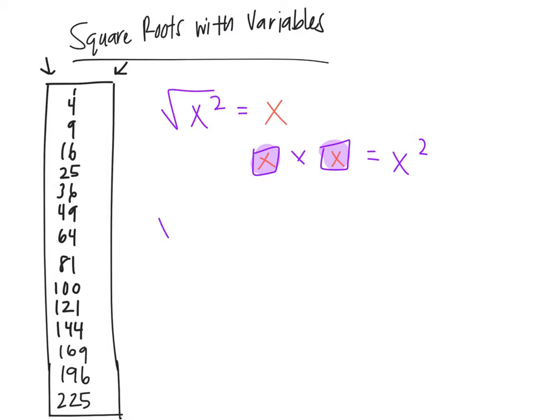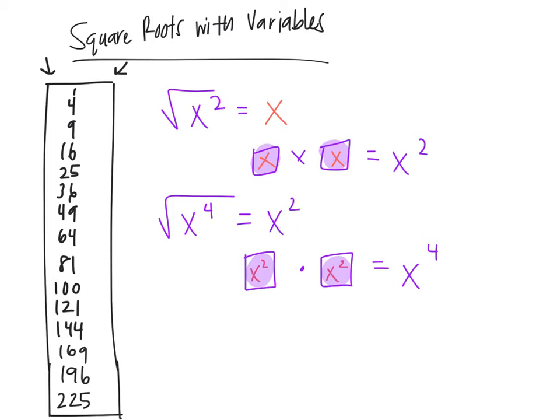If I were to take the square root of x to the fourth, again, what number times what number is going to give me x to the fourth power? You've got to think about those exponent properties. You should be thinking x squared times x squared. Notice how these numbers seem to be the same. So our square root of x to the fourth is going to be x squared.